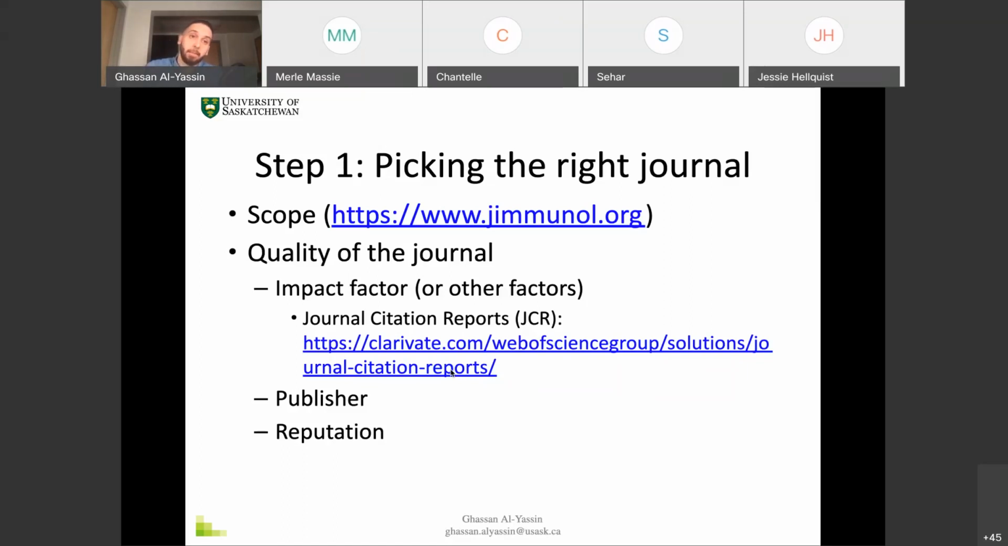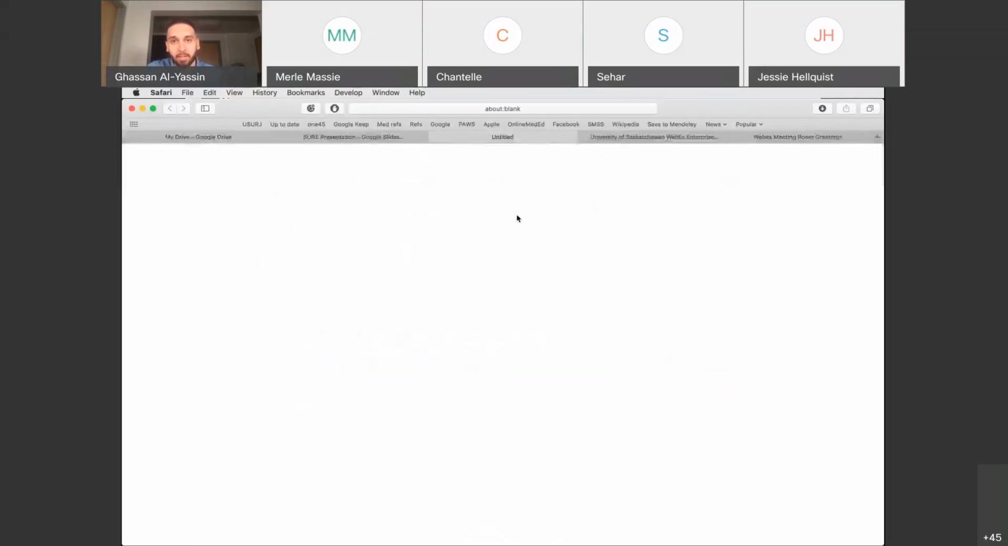So the first step is picking the scope, or choosing a journal that has the appropriate scope. So for example, here I have Journal of Immunology. Why? Because I'm an immunologist, and the Journal of Immunology is one of my favorite journals. That's where I work. So I'm not sure if this will work. Let's give it a shot. So if I click here, it works.